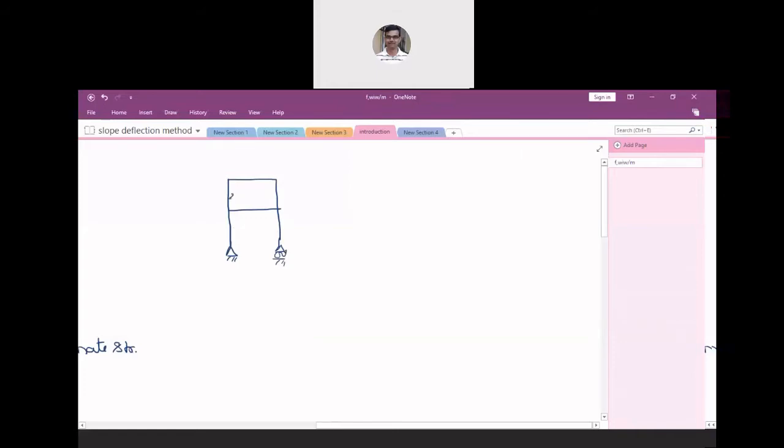We have number of members, I will call it as 1, 2, 3, 4, 5, 6. Number of joints, 1, 2, 3, 4, 5, and 6. We have 6 joints. Number of joints are equal to 6. Number of members are also equal to 6. And number of reactions are equal to 3.